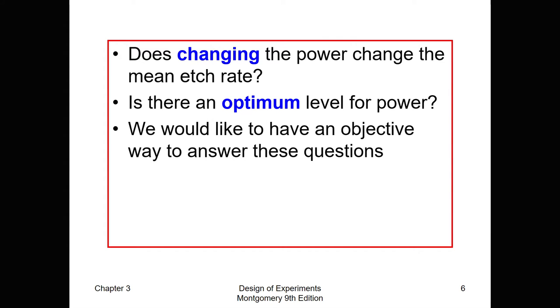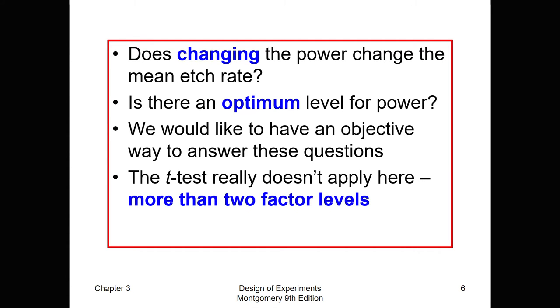Now, the goal of this is to have an objective way to address these questions. And note that the t-test doesn't apply here. Why doesn't the t-test apply? Because my independent variable doesn't just have 2 factor levels. The independent variable has 4 factor levels. And the t-test can only handle an independent variable with 2 levels or 2 groups, or potentially 1 level for a single sample t-test. So the t-test really isn't a useful tool for this particular study design.